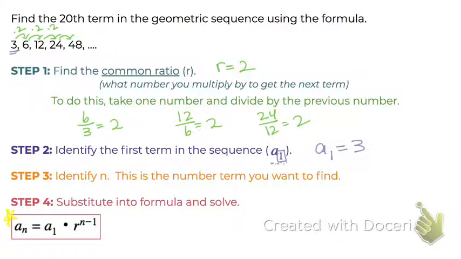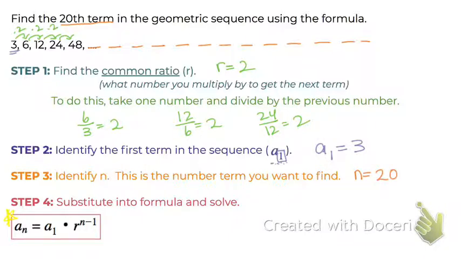And then step 3, we need to identify what n is. And the question wants us to find out what the 20th term is. So if we kept on multiplying by 2 to ultimately get to the 20th term, we could do it that way, but that might take a long time. Some questions you might be asked to find the 80th term or the 90th term. So n is the number term you want to find. And we're asked to find the 20th term. So n equals 20.